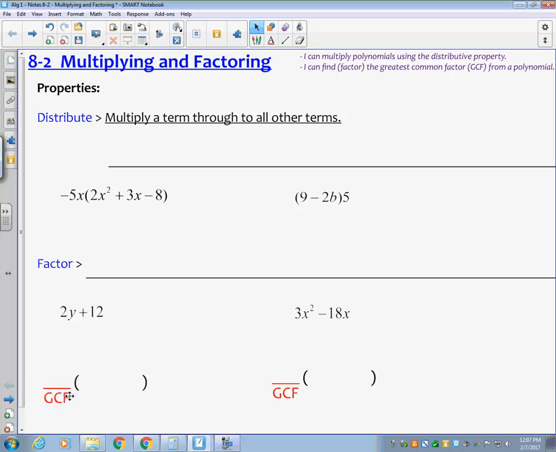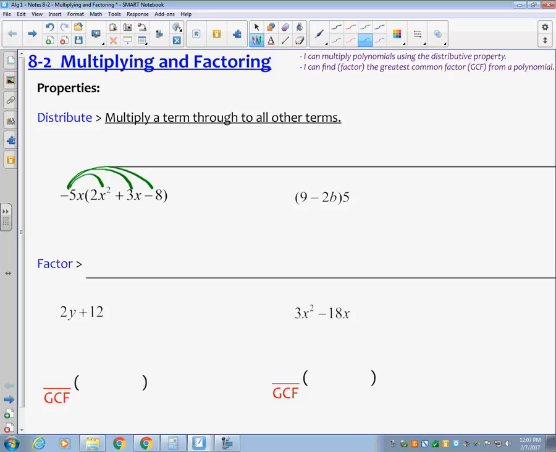So distribute means to multiply a term through to all the other terms. Everything inside the parentheses gets multiplied by the term on the outside. So let me show you how that works. I call this the rainbow method. So we're going to use this nice rainbow method here. We're going to multiply everything inside this parenthesis by negative 5x.